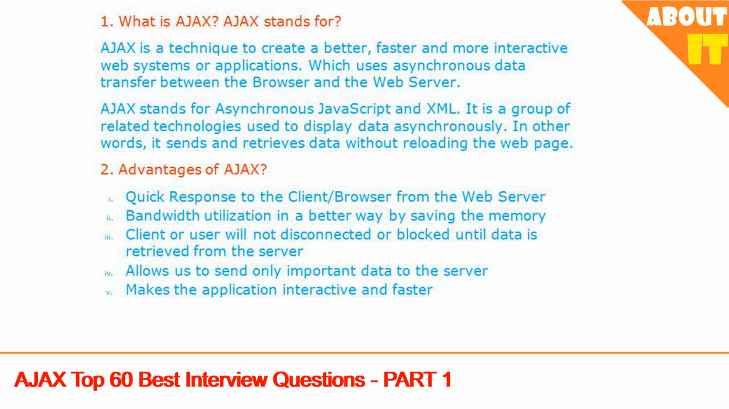1. What is AJAX? AJAX is a technique to create better, faster and more interactive web systems or applications, which uses asynchronous data transfer between the browser and the web server. AJAX stands for Asynchronous JavaScript and XML. It is a group of related technologies used to display data asynchronously. In other words, it sends and retrieves data without reloading the web page.